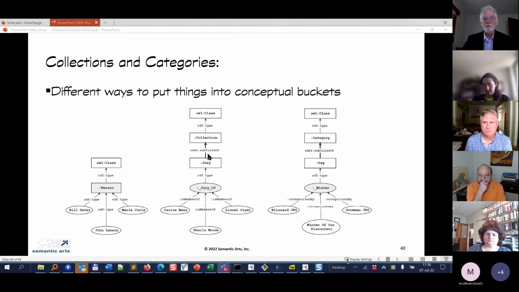So this is an alternate way of doing something. You create something called jury. It's a special kind of grouping of individuals. So we have something called GIST collection. If you're going to create an instance of different juries, then you would create a subclass of GIST collection called jury. And then individual juries would be instances of that class. Those individual juries would be linked to their members using not the property RDF type. RDF type puts something into a bucket if the bucket is a class. If the bucket is a collection, then you use is member of to put things into buckets.